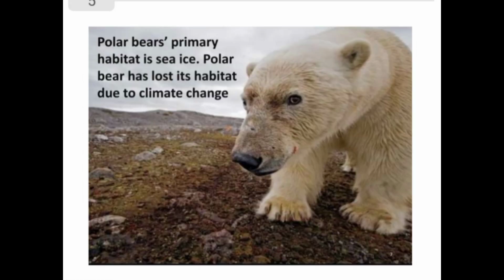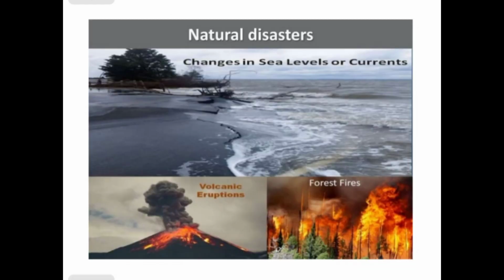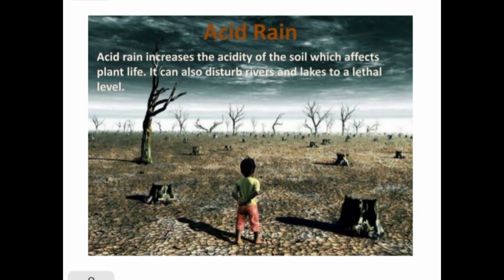An example is the polar bear. The polar bear's primary habitat is sea ice. The polar bear has lost its habitat due to climate change. Natural disasters include changes in sea levels or currents, volcanic eruption and forest fire. Acid rain also included in the natural factors.